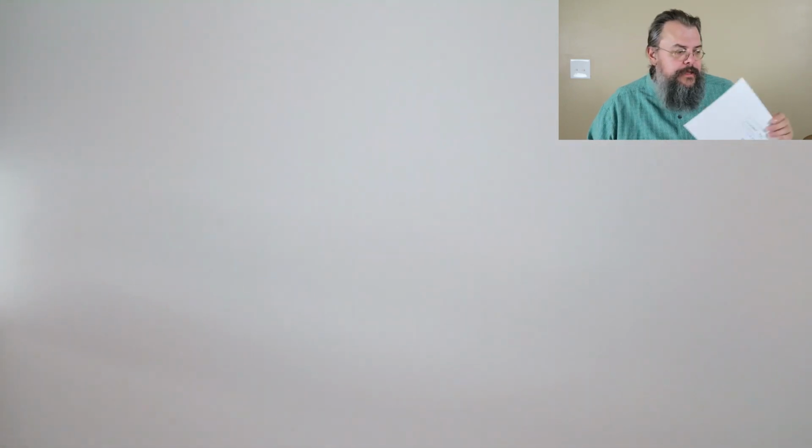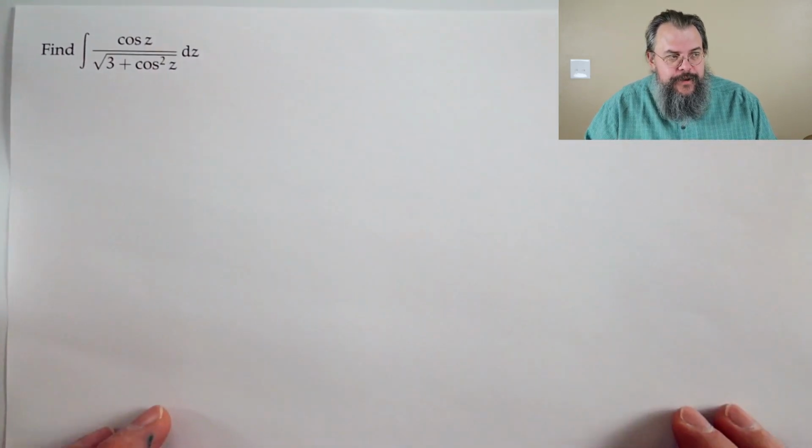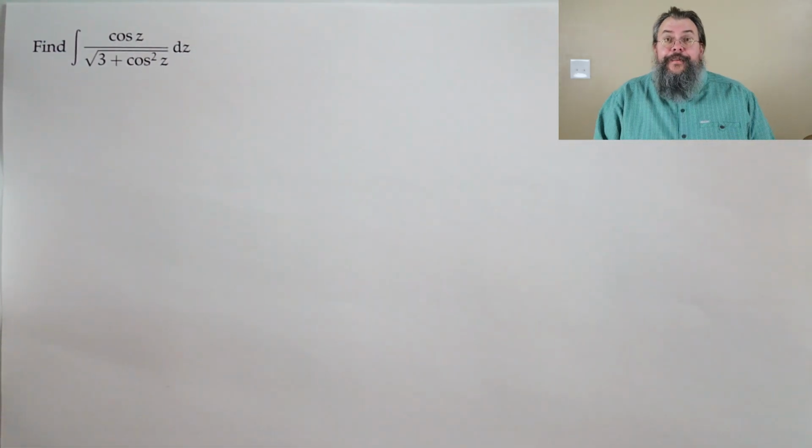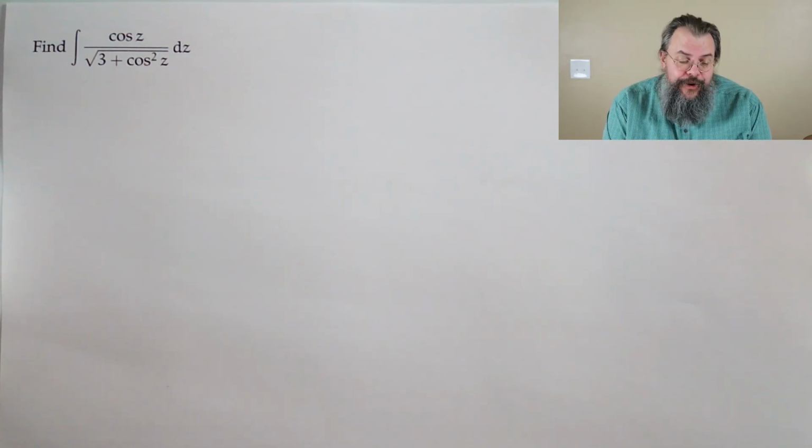Okay. Well, I think we probably have time for one more. One more. All right. So, find the integral of cosine of z over the square root of 3 plus cosine squared of z, dz.